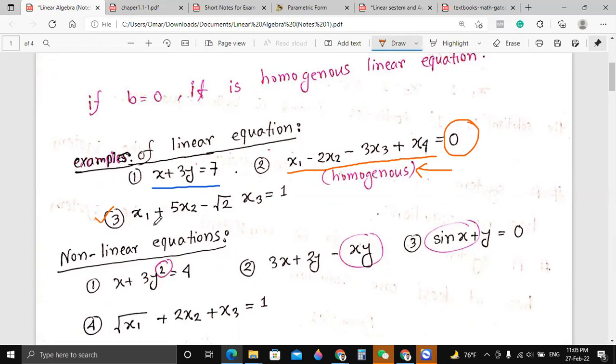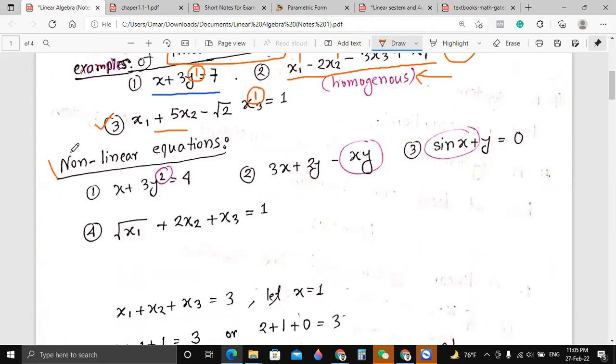And here we have x1 plus 5 x2 plus root 2. So here our coefficient is root 2, but the power of our variable is 1, right? In all the examples of linear equations, the power of the variable is 1. Okay, you see here y, here y, the power of y is also 1. The power of x1 is 1, x2 is 1, x3 is 1. So every time the power of our variable is 1. So this type of equation is called a linear equation.